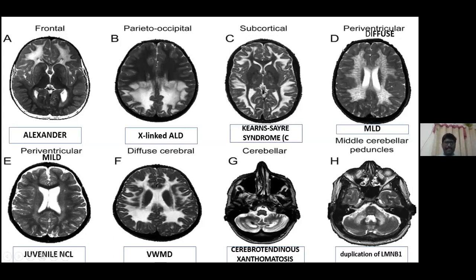And in the periventricular area, if it is mild, it is juvenile NCL, neuronal ceroid lipofuscinosis. And here you are able to see all this white matter involved; this is vanishing white matter disease. And the cerebellum, if you are able to see here, is all hypomyelinating. This is cerebrotendinous xanthomatosis and duplication of laminin B1. This is classical in some other leukodystrophies. So I want you to remember at least a few points. Frontal area, more frontal area, if it is hypomyelinating.